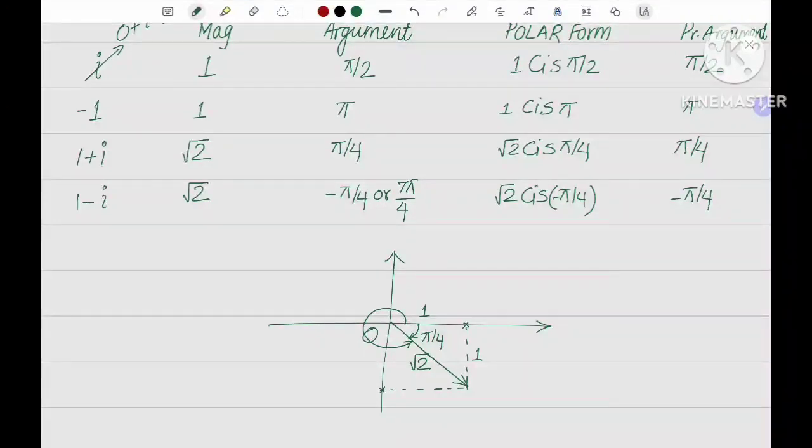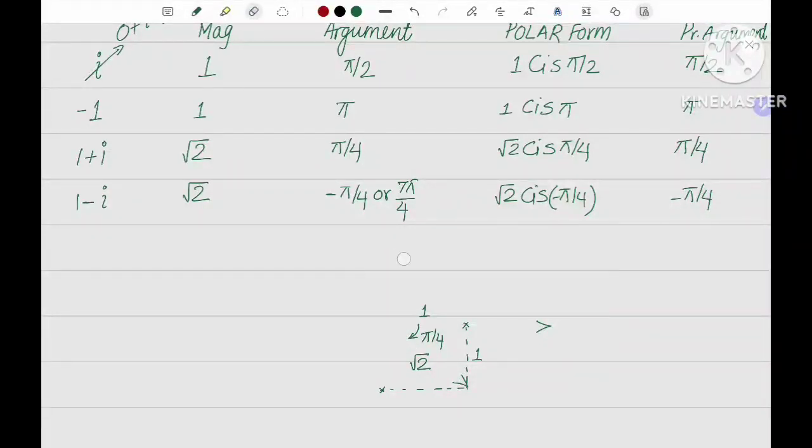Let me emphasize here, principal argument is unique. Principal argument of a complex number is unique. However, the argument can have an infinite number of values. If theta is one argument, then theta plus 2 pi is another argument, theta plus 4 pi, theta plus 100 pi, theta minus 100 pi, theta minus 200 pi. So the argument in general can have infinite values, but the principal argument is unique. Principal argument will be only one value, right?